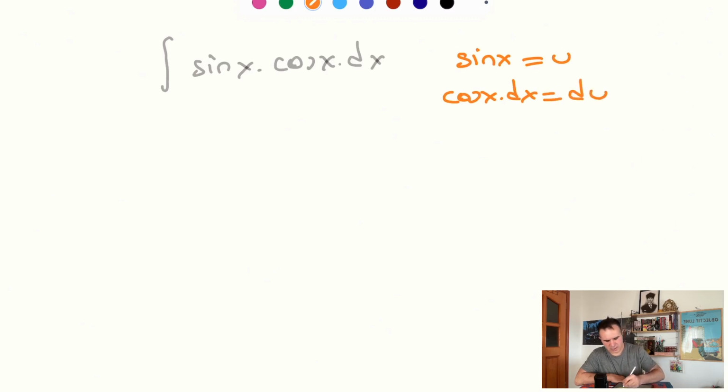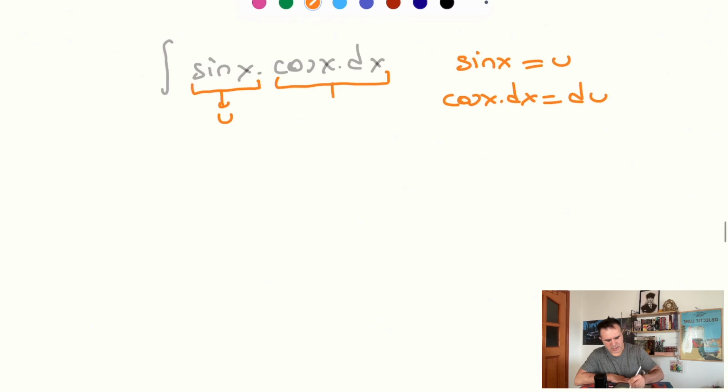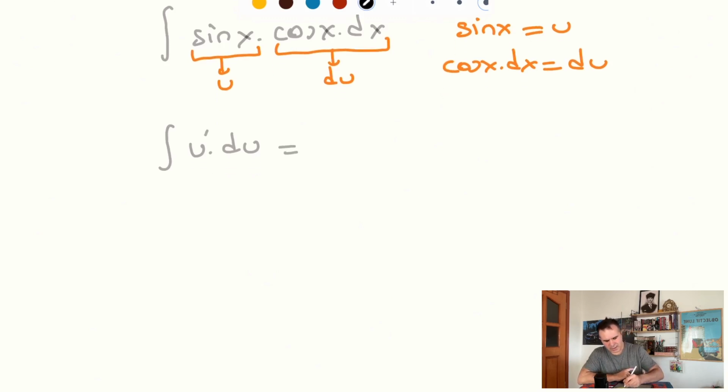Here in the integral, we will say that sine x is u and cosine x dx is du. Then the integral becomes the integral of u du. Now, we have 1 as the power of u. Then, in order to find the integral, we add 1 to the exponent. The exponent becomes 1 plus 1 equals 2. And we divide by the exponent. And the integral becomes 1 over 2 times u squared.